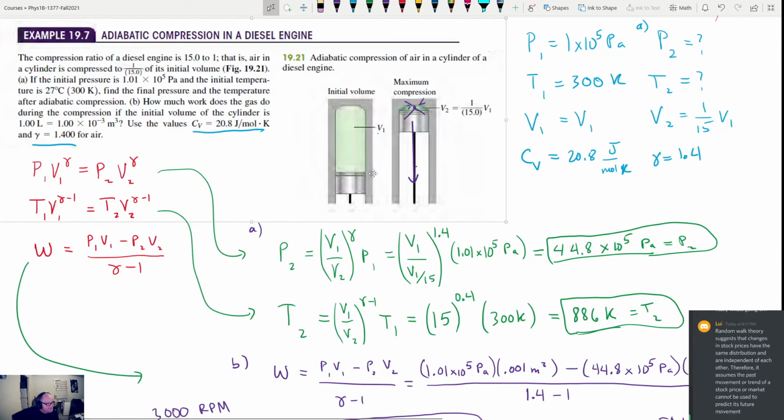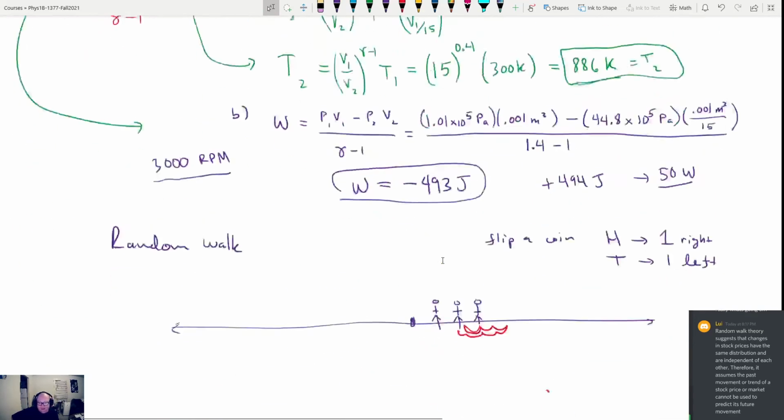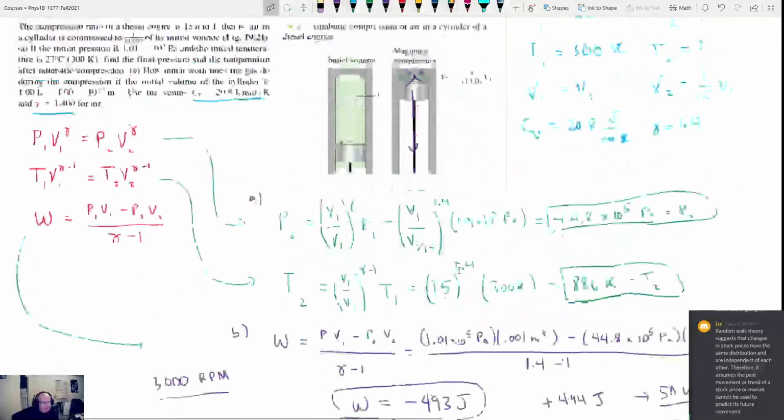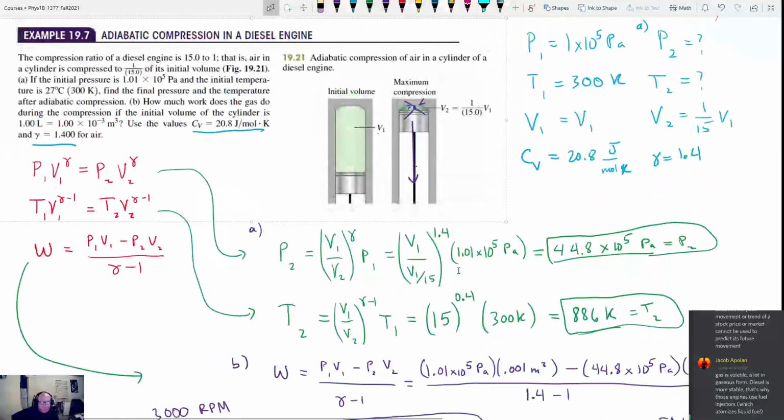So the last part of this is the most important thing, and I talk about this quite frequently in my class. I don't know if you find this offensive or not, but oh, there you go. They use fuel injectors, which atomize liquid fuel. Thank you, Jacob. Basically, yeah, it turns it into a vapor.